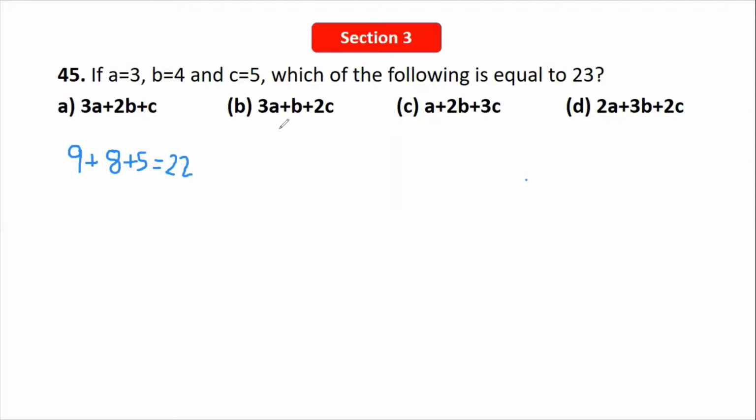So we'll go to the next option. 3A plus B plus 2C. We'll again write the values of A, B, and C. We have 3 times 3, 9. 1 times 4, 4. And 2 times 5 is 10. 9 plus 4, 13, and 13 plus 10 is 23. So we get our correct answer, which is B. Now I'll again erase everything.